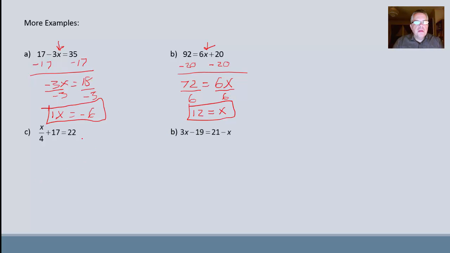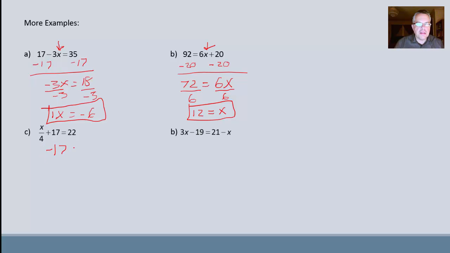All right. C is one people don't like to do. They don't like to see that fraction. But think in terms of backtracking. We're dividing by 4 and adding 17, and we get 22. So to go backwards, we're going to have to subtract 17 and multiply by 4.